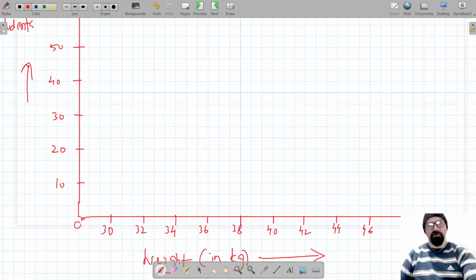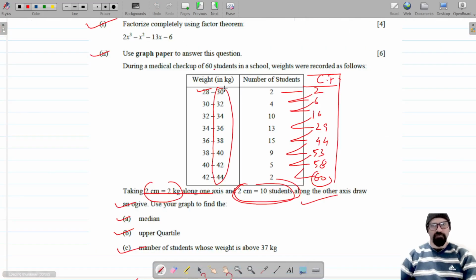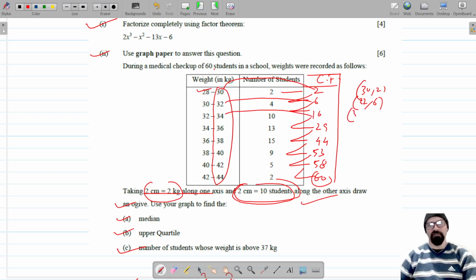Now let's plot the ogive. For that, we are going to take the weight. Our coordinates will be 30 comma 2, the first coordinate. Second would be 32 comma 6, and then 34 comma 16, then 36 comma 29, and then 38 comma 44, and 40 comma 53.